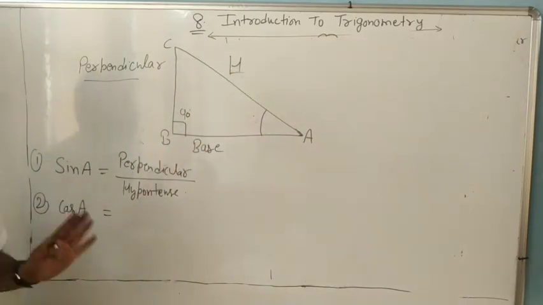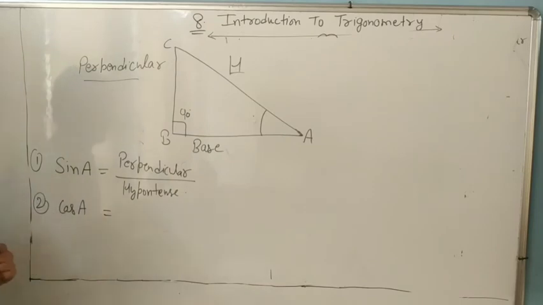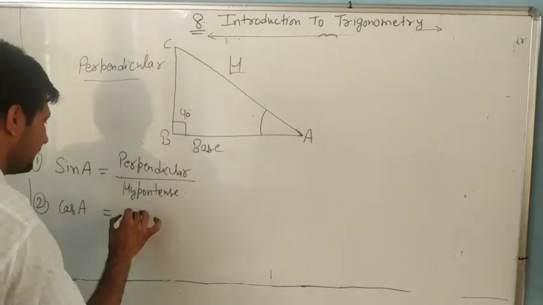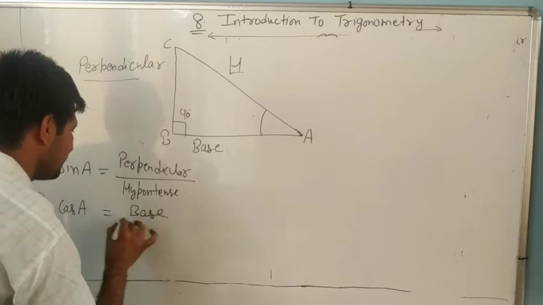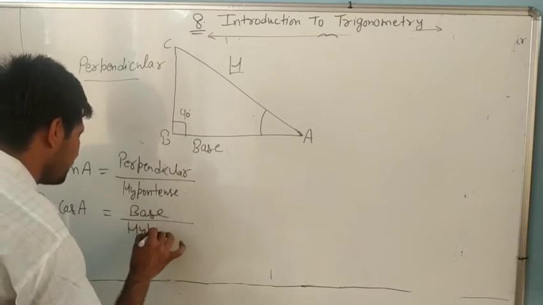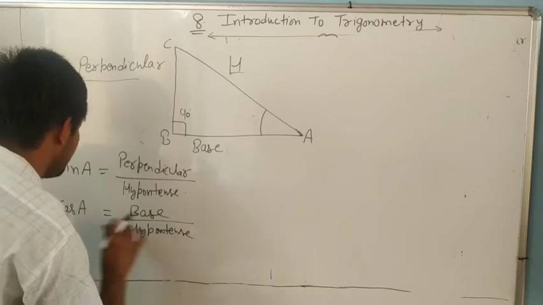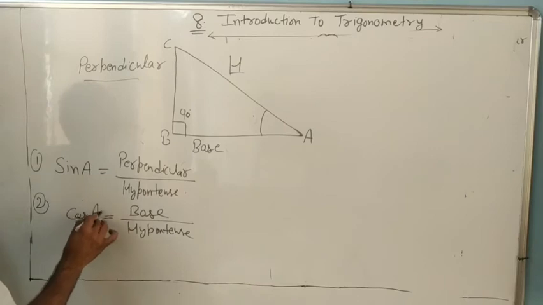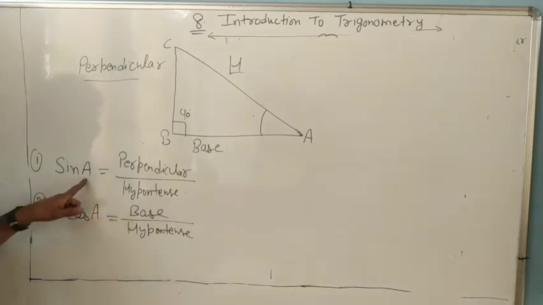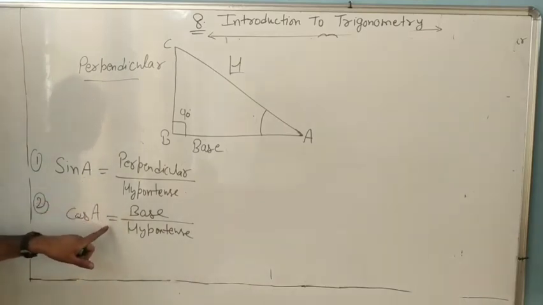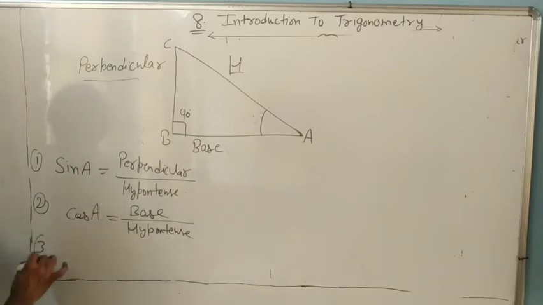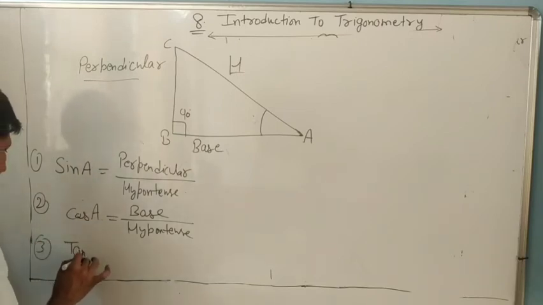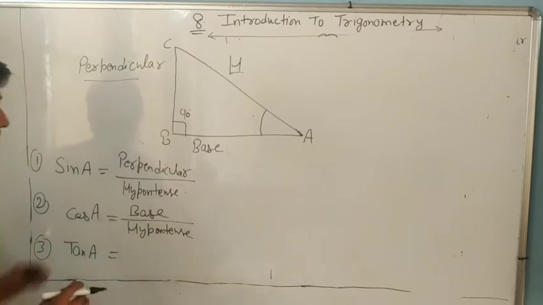Okay, don't say sin A, say sine A. It means sine of angle A. Next, if we take base and A, base divided by hypotenuse, it's cos of A, and always write the angle in capital. Third is tan of A. You only have to remember these three, and the other three you can remember automatically.